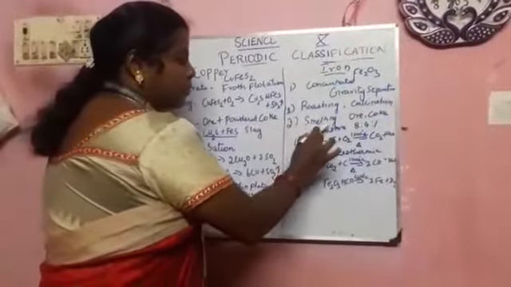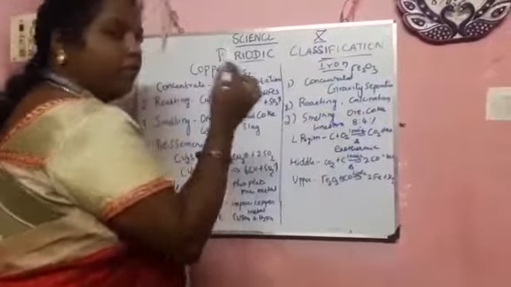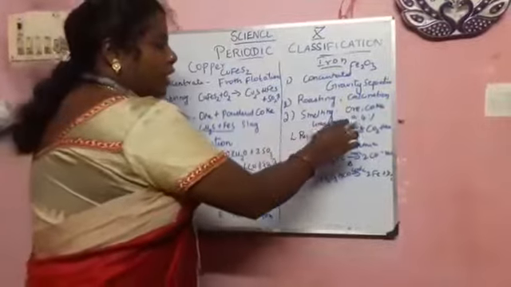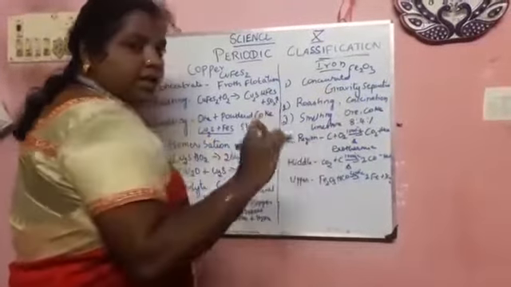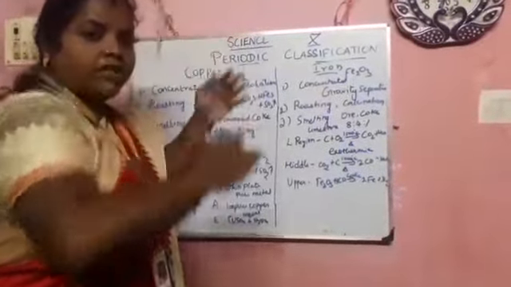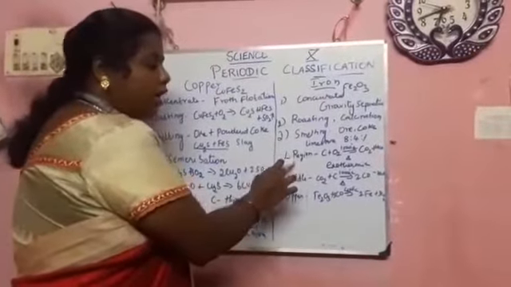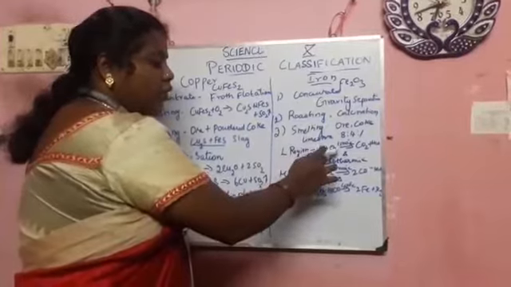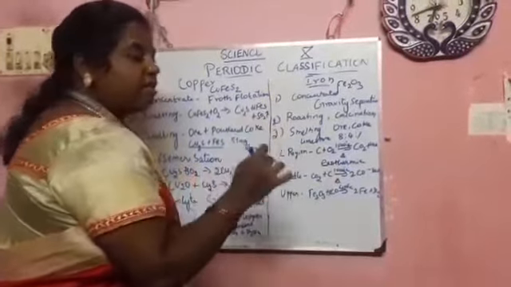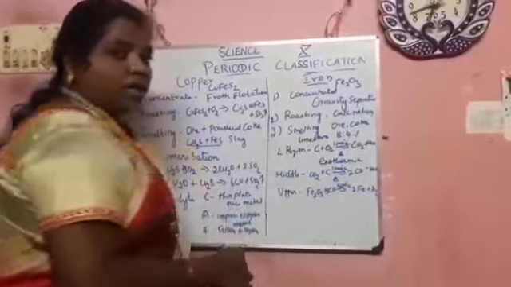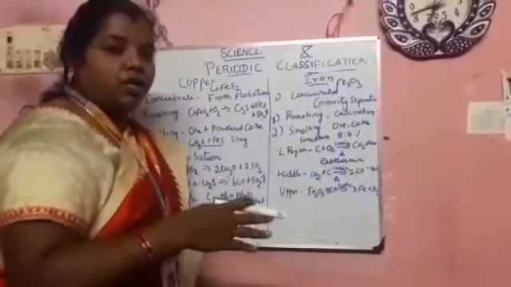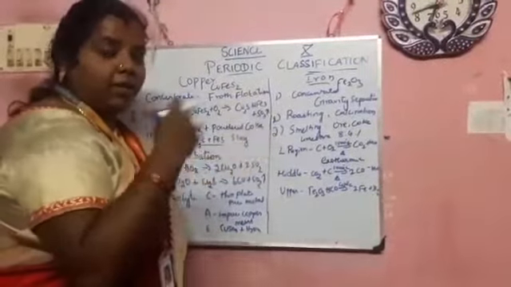Third one is smelting. In smelting, the ore, coke and limestone in the ratio 8:4:1 are fed into a large furnace. We have three regions in it. In the lower region, carbon is treated with oxygen at 1500 degrees Celsius and forms carbon dioxide. It is an exothermic reaction. Exothermic means a lot of heat will be evolved.